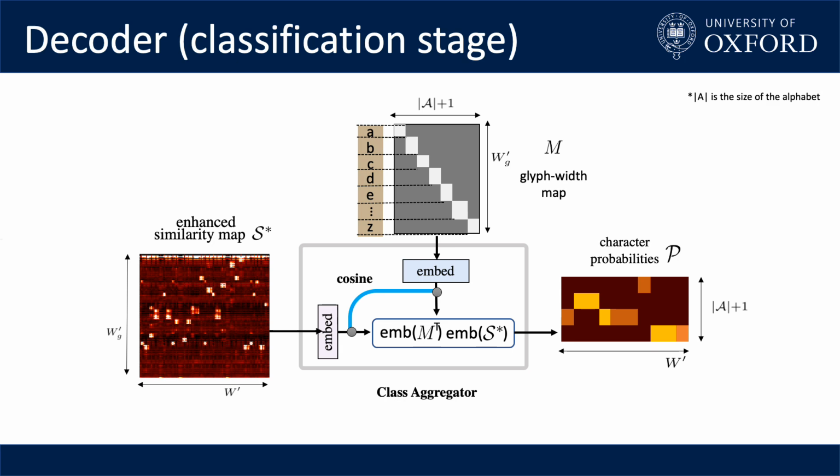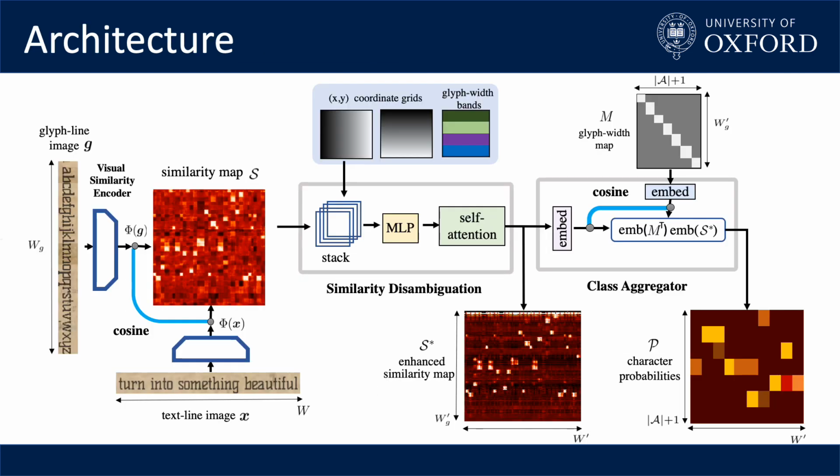In each column, pixels at the same height as its corresponding glyph are set to 1. When we multiply a single column in a similarity map by the glyph width map, it gives a probability distribution over all the glyph exemplars. Therefore, in a class aggregator, we apply matrix multiplication on the two embedded maps to compute the final probability matrix. This is the full picture of the model architecture.